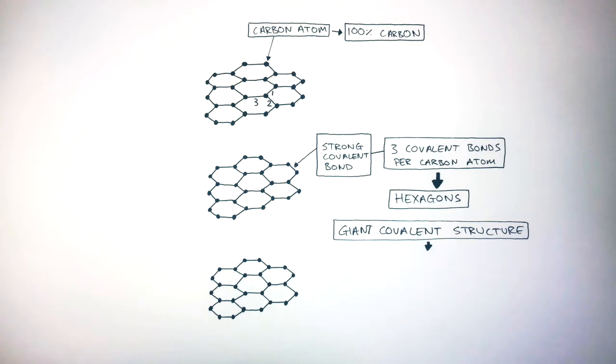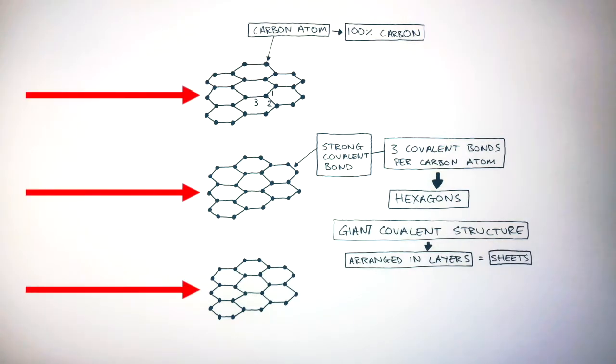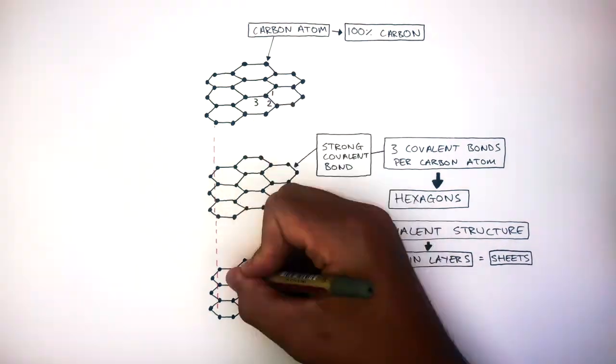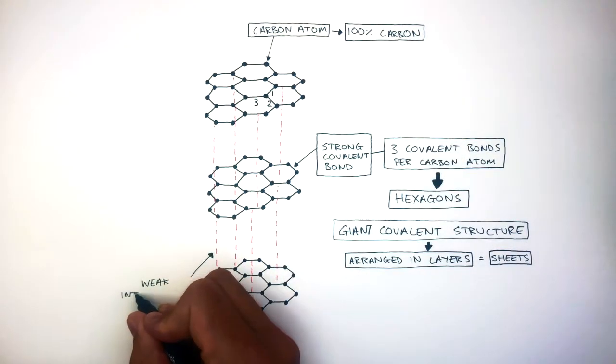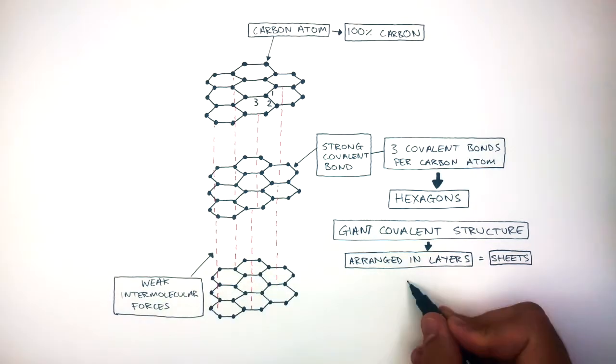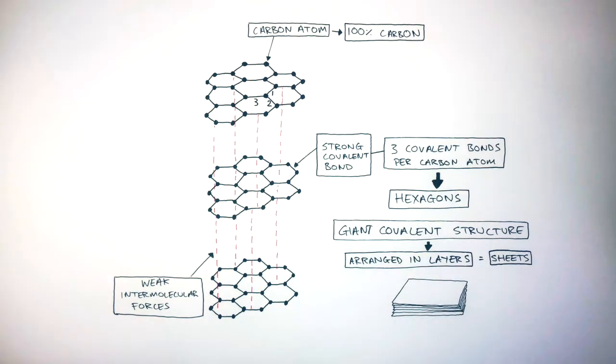Now, what makes graphite very special is these carbon atoms are arranged in layers or sheets, and this diagram shows 3 layers. Here I'm drawing dashed red lines in between the layers, which represents weak intermolecular forces. In this diagram, I'm drawing layers to represent the layers found in graphite. Remember, each layer is made of carbon atoms, and these carbon atoms have a giant covalent structure. But in between the layers are weak intermolecular forces.